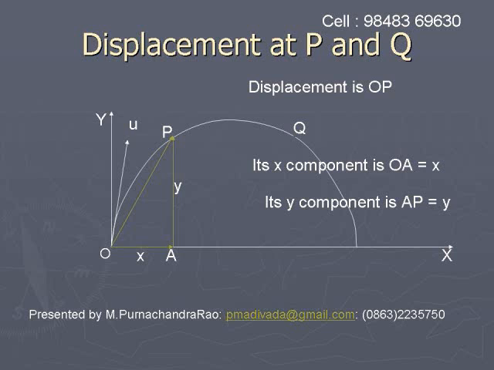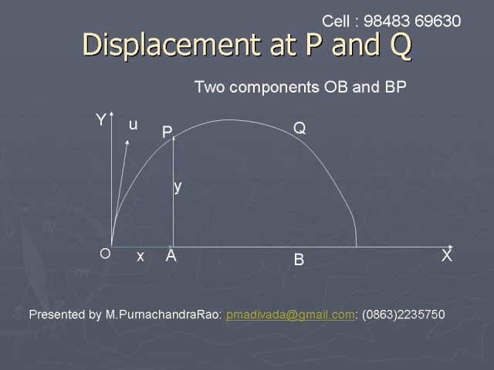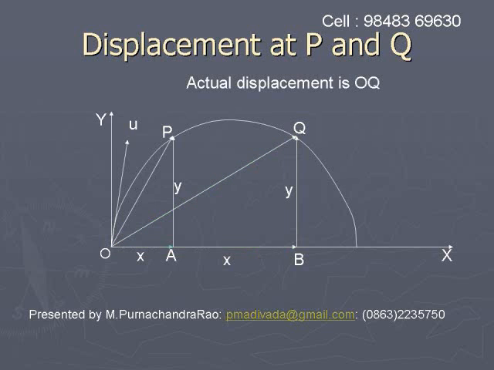When the projectile is at Q, it will have 2 components OB and BQ. So the resultant displacement will be OQ. Actual displacement is OQ. It is composed of 2 components OB and BQ. Like this, we have to understand the displacement of the projectile.